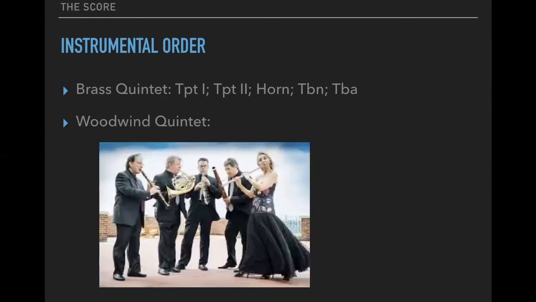Woodwind quintet. Here's a nice picture of a woodwind quintet, just in case you're wondering, wait a moment, what instruments are in the woodwind quintet? So take a few seconds, jot it down or say it to yourself. You can pause the video. And let's see how you did. Flute, oboe, clarinet, horn, bassoon.